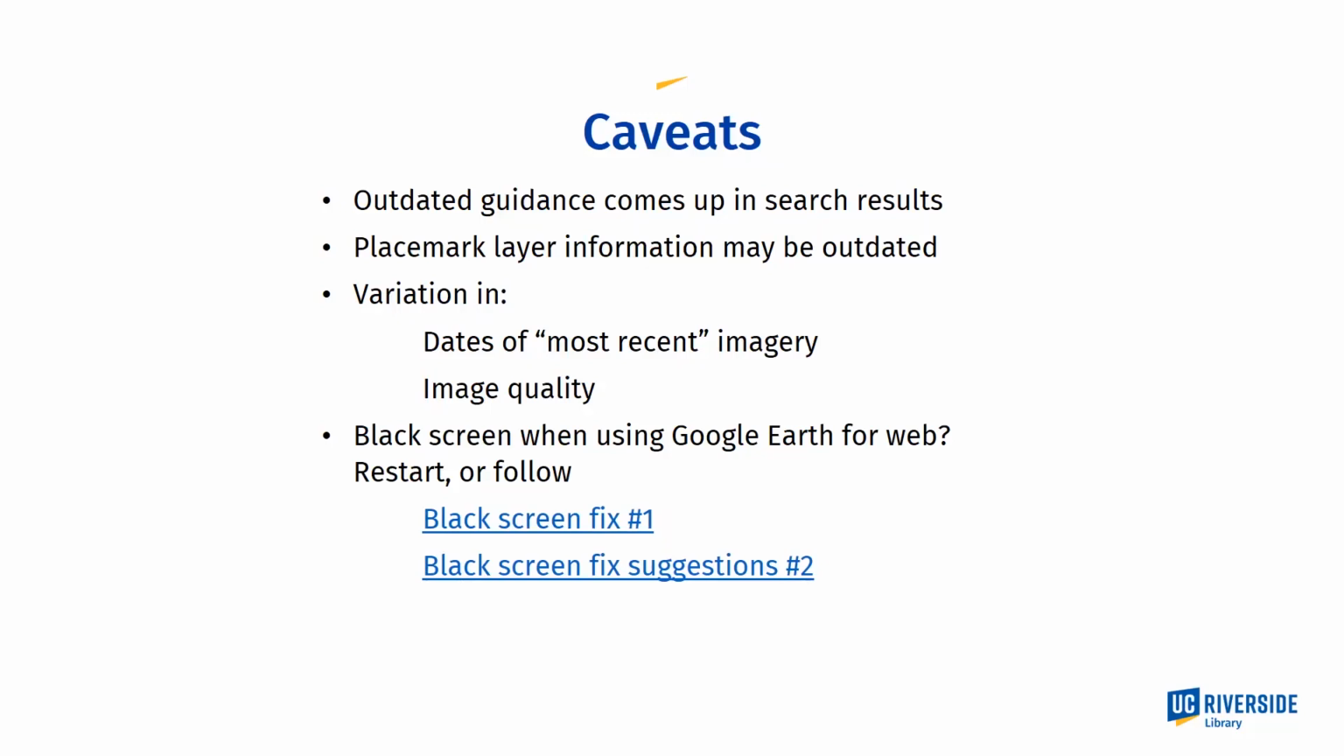As I mentioned, the placemark layer information that comes pre-populated in Google Earth Pro may be outdated, so you want to be on the lookout for that. I wouldn't take it as absolutely accurate. It could be, but maybe not. And as I mentioned with Google Earth Pro, there are some variations on what is the most recent date of the most recent imagery, and variations on the dates all in between, the earliest and the latest as well. And as far as image quality goes too, sometimes they just couldn't get good quality images. So just because you see super crisp, clear images for a particular location for one time frame, that doesn't mean that's the same quality of data you're going to get somewhere else on the planet.